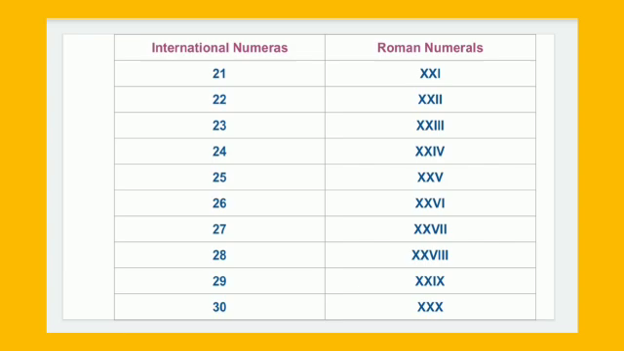26, 20 plus 6, hence for 20, XX and for 6, VI. 27, XX, V and II. 28, XX, V and III. 29, XX and for 9, IX. 30, 10 plus 10 plus 10, that is why 3 times X.